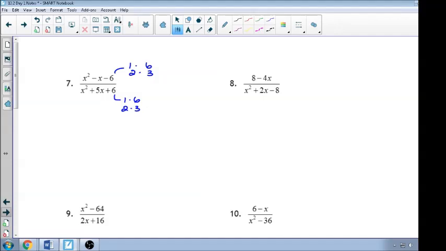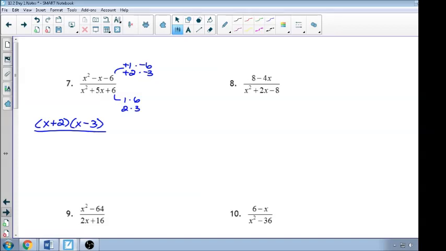In the numerator, my middle term's negative, so the larger numbers need to be negative. They need to multiply to a negative, so the smaller terms need to be positive. At this point, what would add to negative 1? Well, it would be the positive 2 and negative 3. So my numerator is going to turn into x plus 2 and x minus 3. What I'm looking for now is for the denominator to either give me an x plus 2 or an x minus 3. So let's go ahead and factor our denominator.